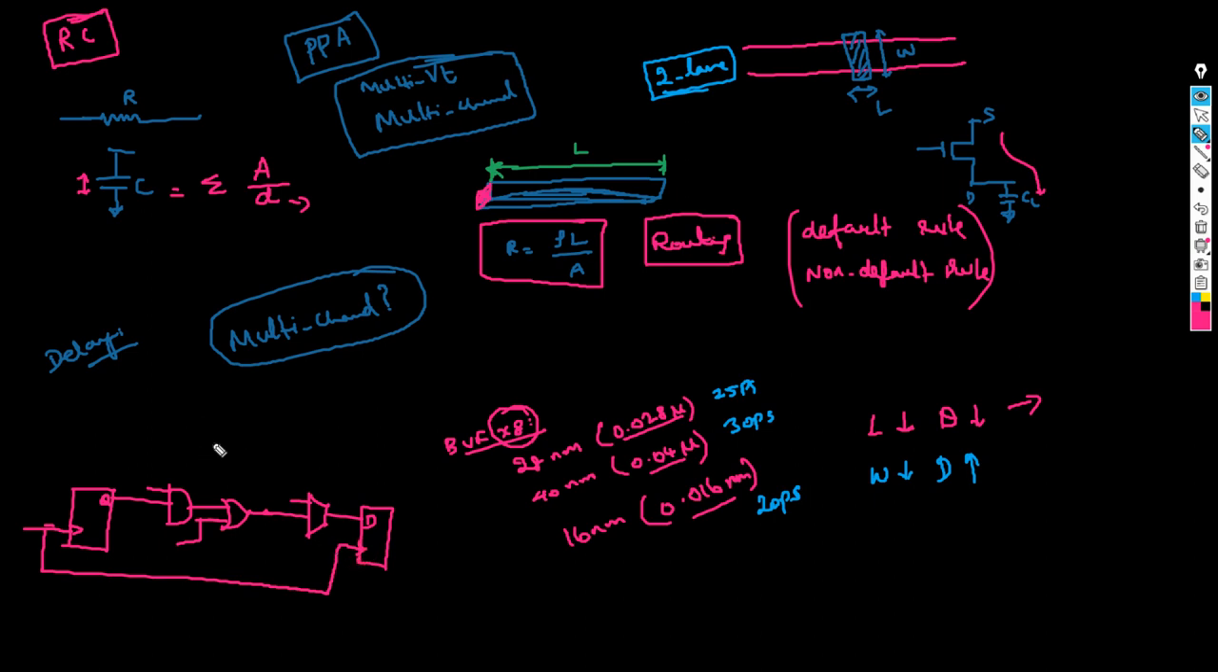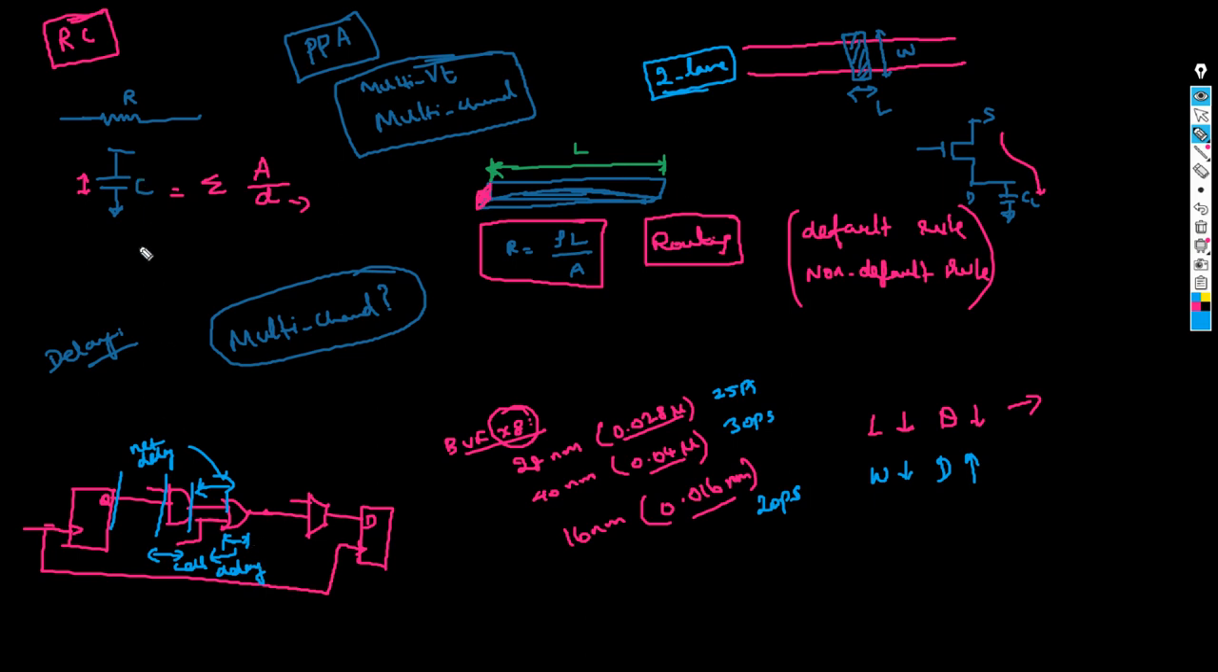Now, this is something we call a path. Here we have to divide it in two ways. This is what we call a net delay. This particular portion is called cell delay, and this particular thing is again a net delay, and this is again a cell delay.